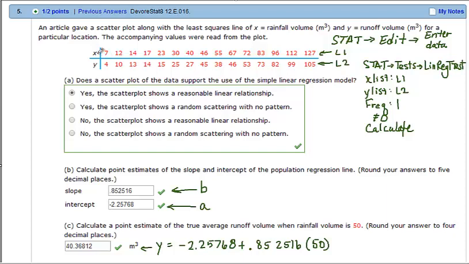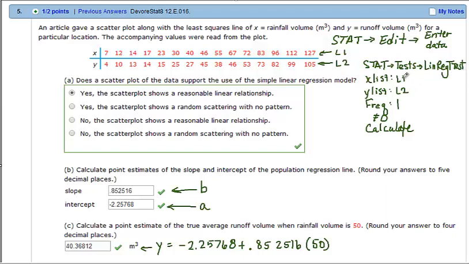I entered this X set of data points into L1, the Y set of data points into L2, and then we're going to do a stat test, and then we're going to scroll all the way down. It's way down at the bottom. It's a linear regression t-test is what it is.